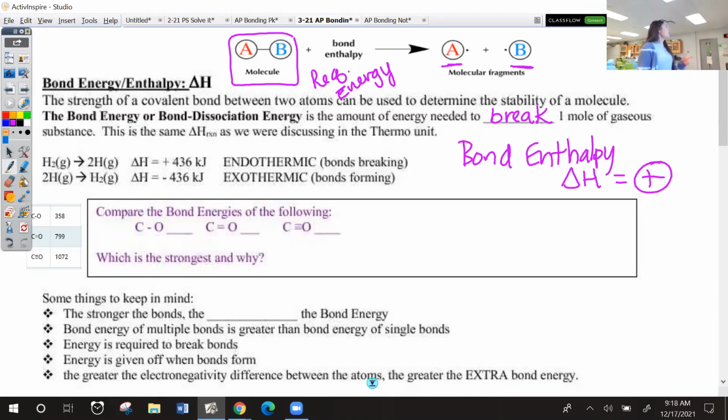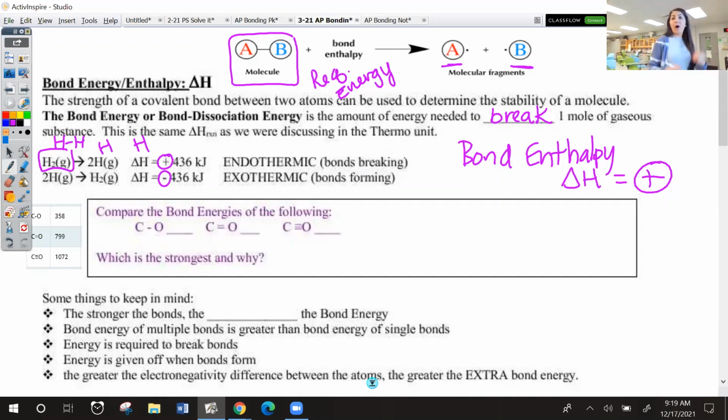Okay, so this is the same. We've got H2 turning into 2H, and we've got our delta H value of a positive 436. Why? What happened? Well, we simply took our H-H that was together and split it apart into two separate H's. Now, if you reverse that reaction and bring them both together again, notice instead of a positive sign, it's the same number but negative. So pulling them apart is always positive, and putting them back together is negative.